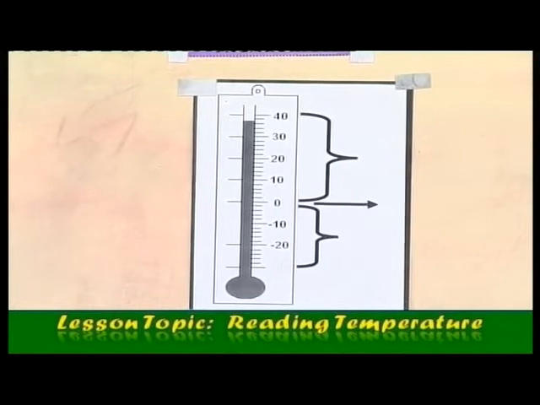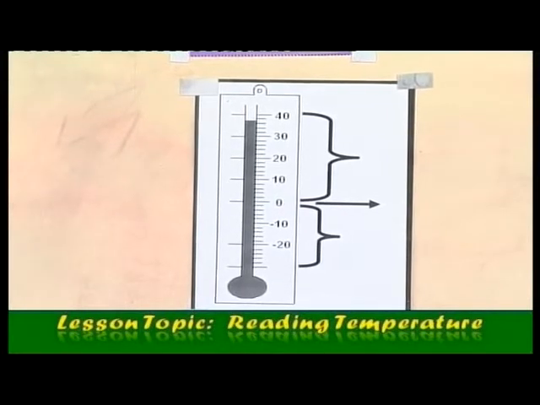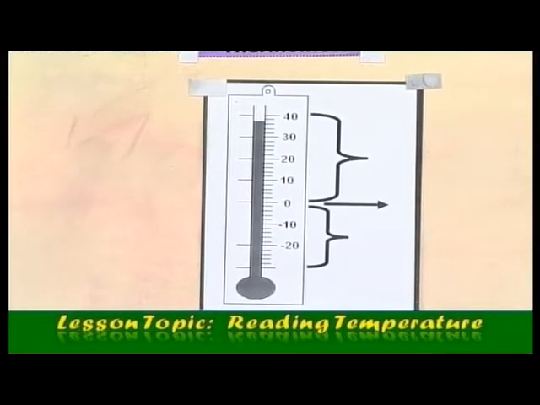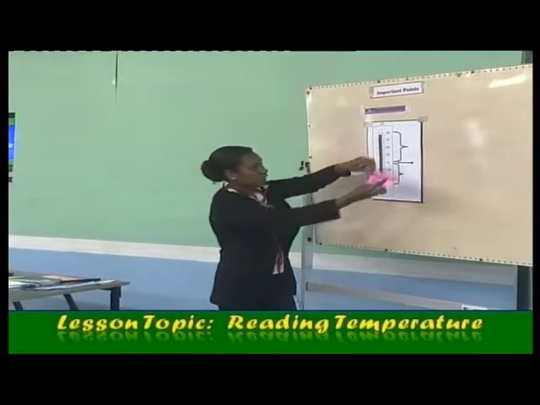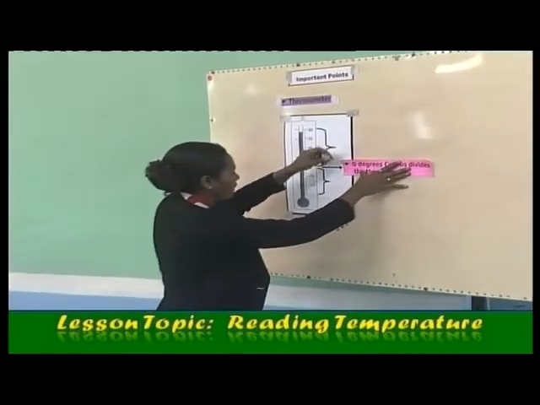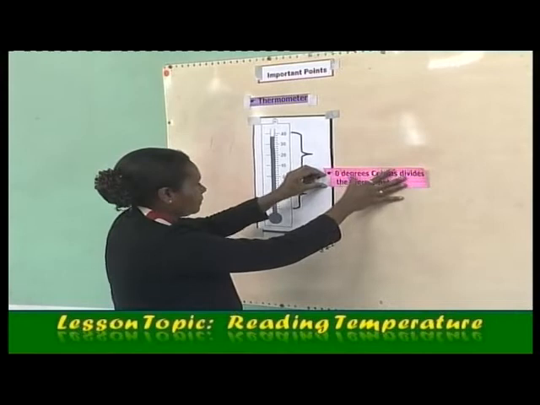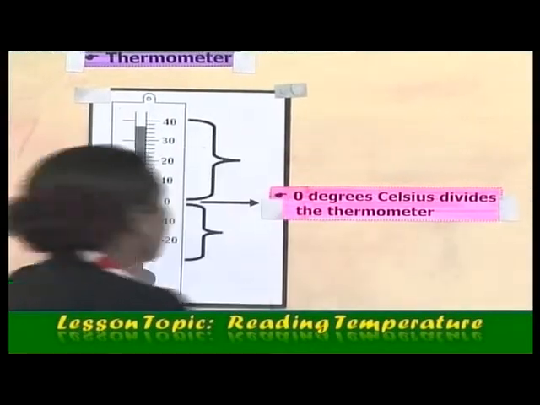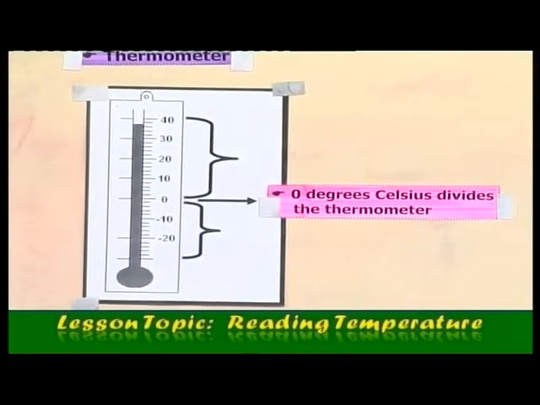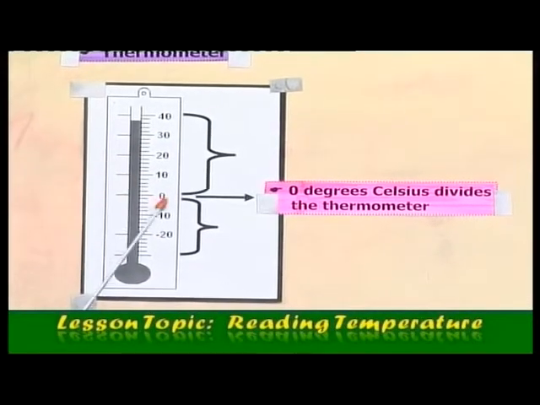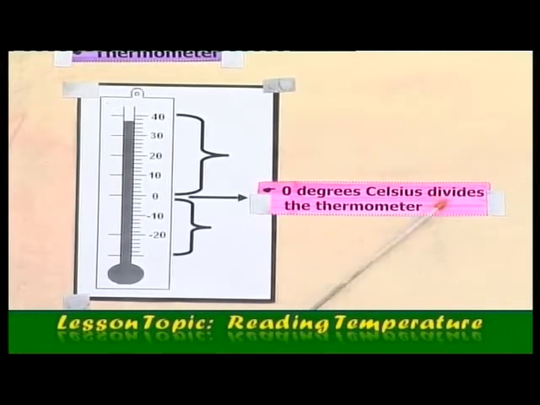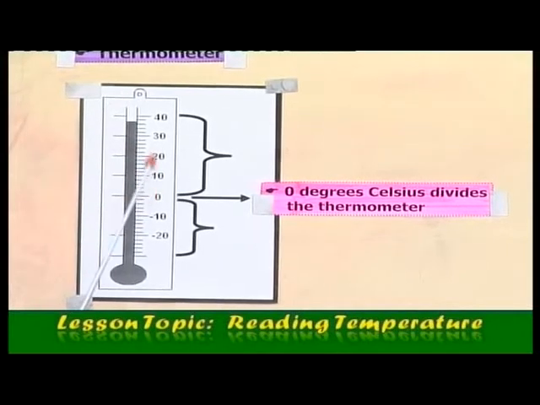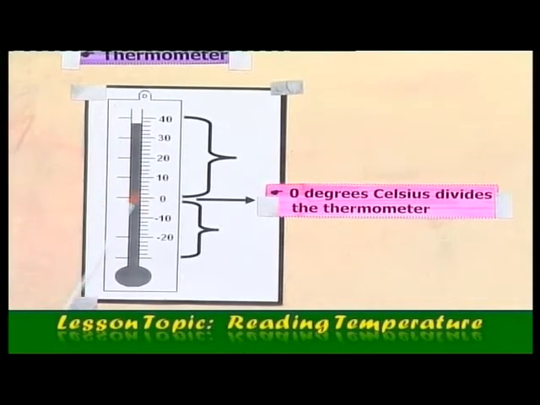Okay, class, we have 0 here. Watch very carefully. The zero number on a thermometer divides the thermometer into two parts. So I'd like you to look at this very carefully. We have 0 here. 0 degrees Celsius divides the thermometer. We have these numbers going up in this direction, and we have numbers going down.